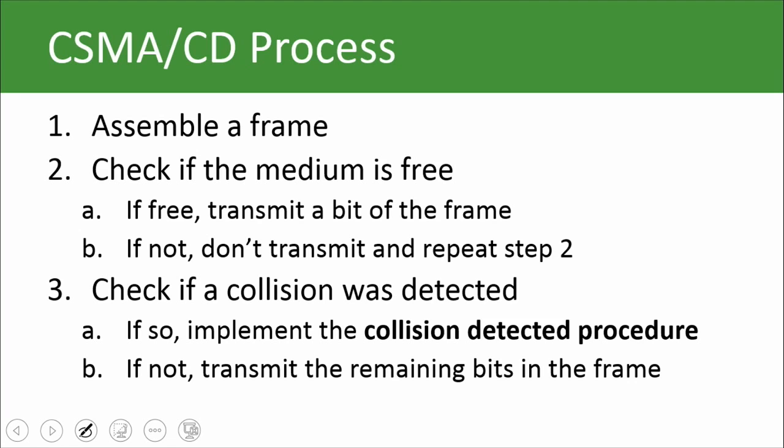What happens is if a computer wants to use an Ethernet network using CSMA-CD, it's going to assemble a frame. It's going to go ahead and listen to an Ethernet cable to see if the medium is free. If it's free, it transmits a bit. And if it's not, then it goes back and listens, right? So if the medium isn't free, it's going to go back to checking to see if it is.